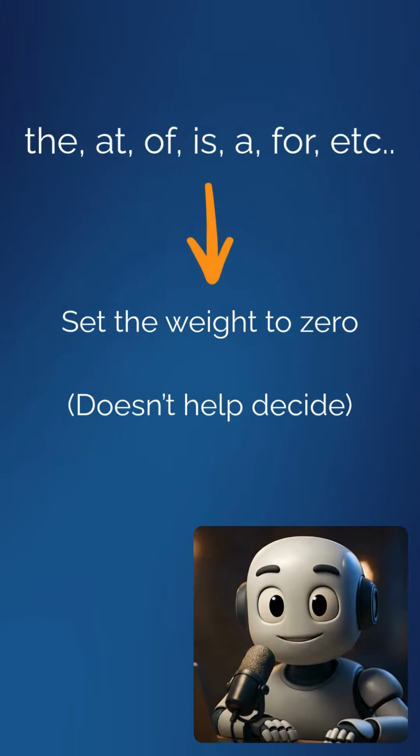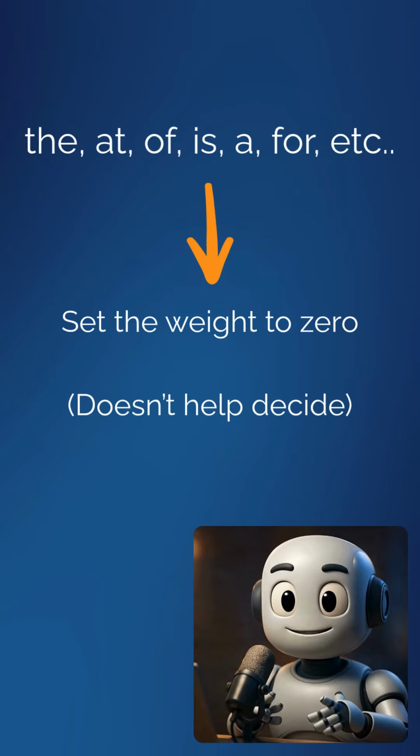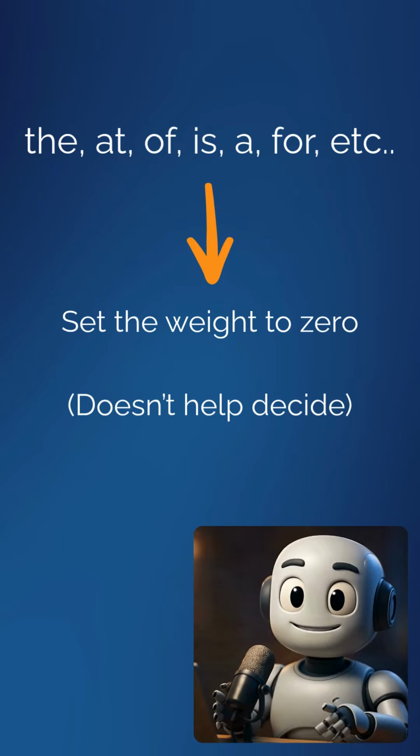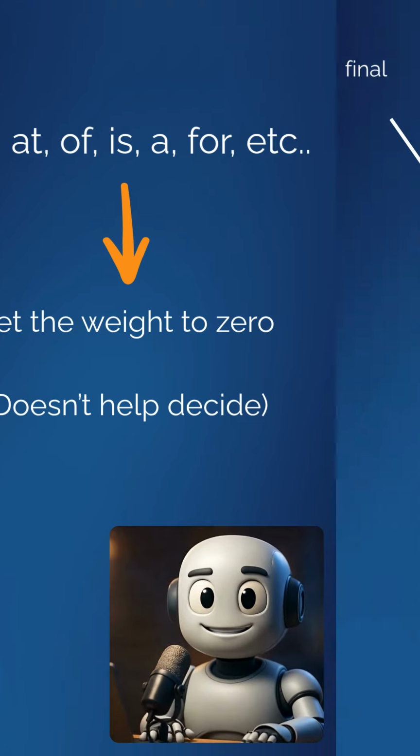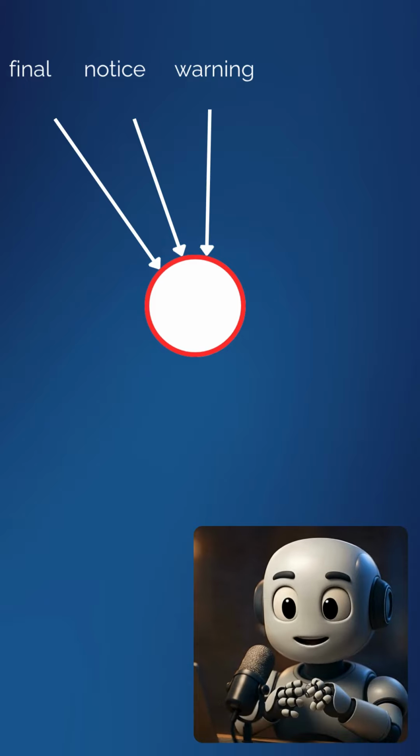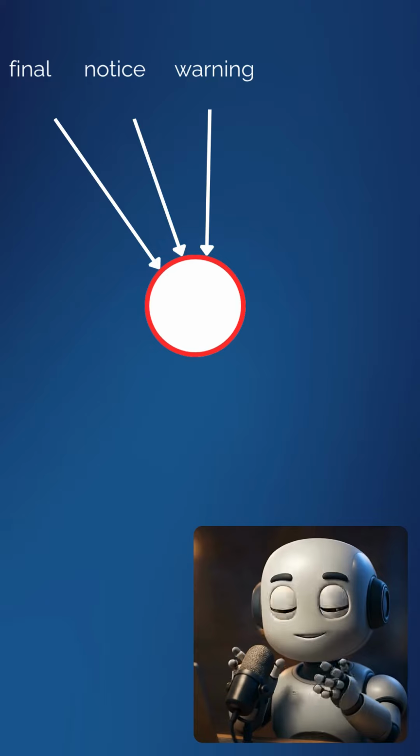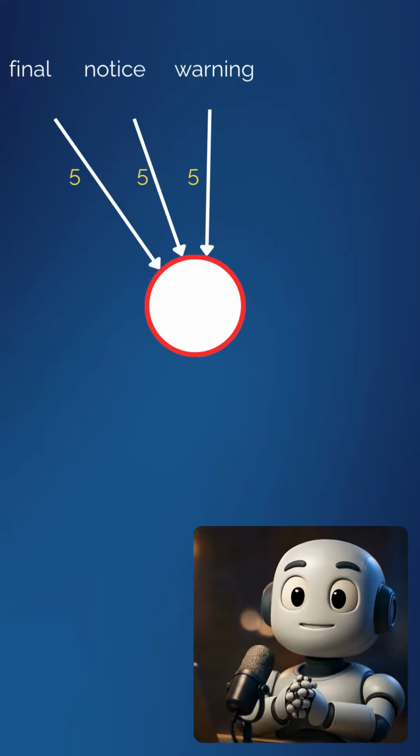And words like the, it, at, for, don't really help us in deciding if an email is spam or not. So we can set those weights to 0. Or even better, we don't even bother counting them in the first place. I get a lot of spam that says final notice or final warning. So I'm going to set weights for final, notice and warning, all as 5.